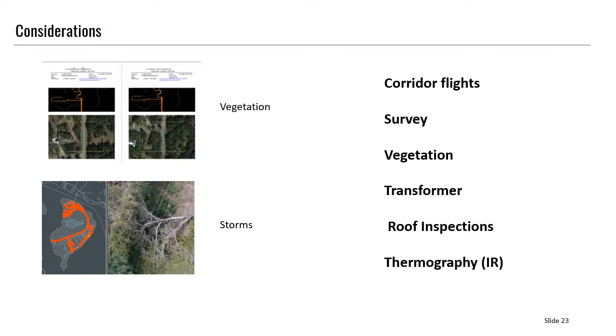The other things you want to consider with utilities is that you can also use drones for corridor flights as well as surveying vegetation, transformers or substations, roof inspections, and of course thermography.